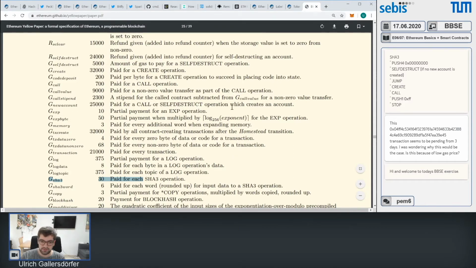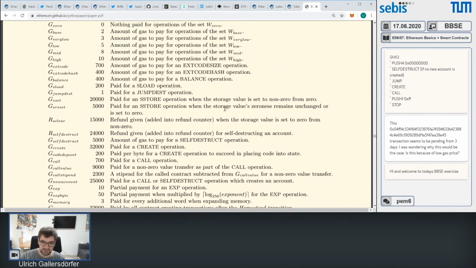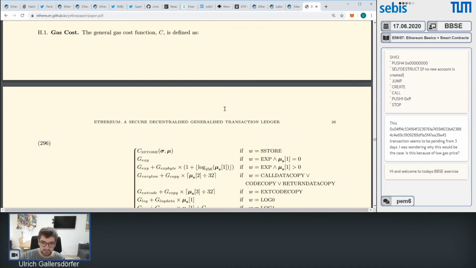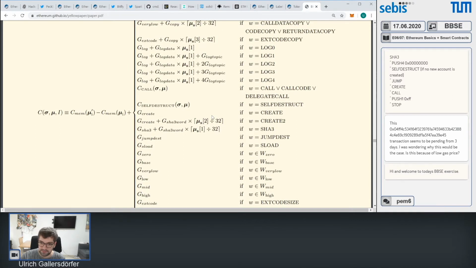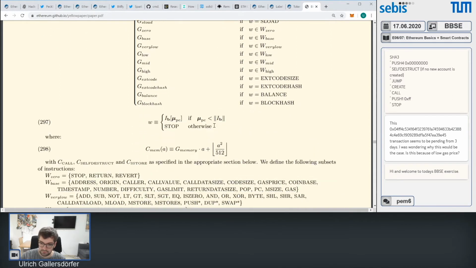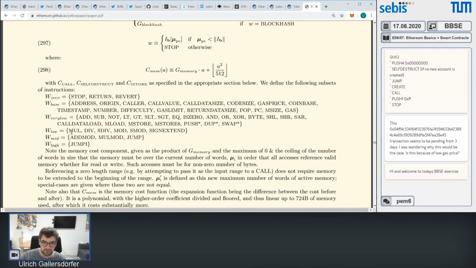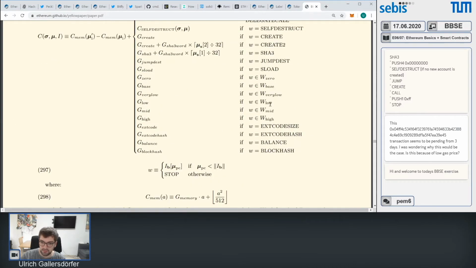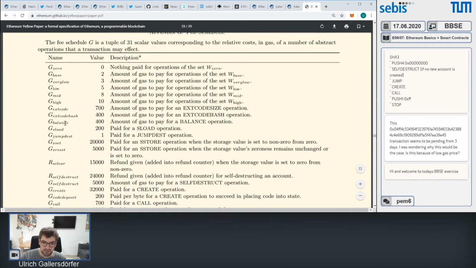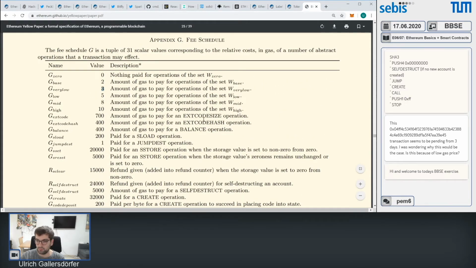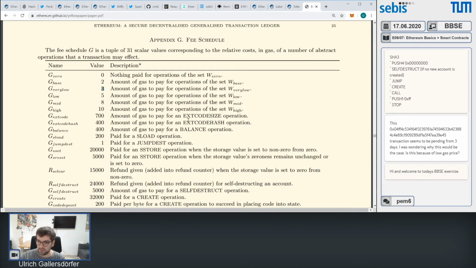The second method we are interested in is the push. I'm not sure if we find it in here, because sometimes operations are more complicated or are calculated in a different way. For example, you have pushes defined in the W very low. We look at the W very low, and it's defined in the G very low. G very low means here we have 3. So we pay 3 gas for our push 4. Also for push 1, we pay the same amount here.